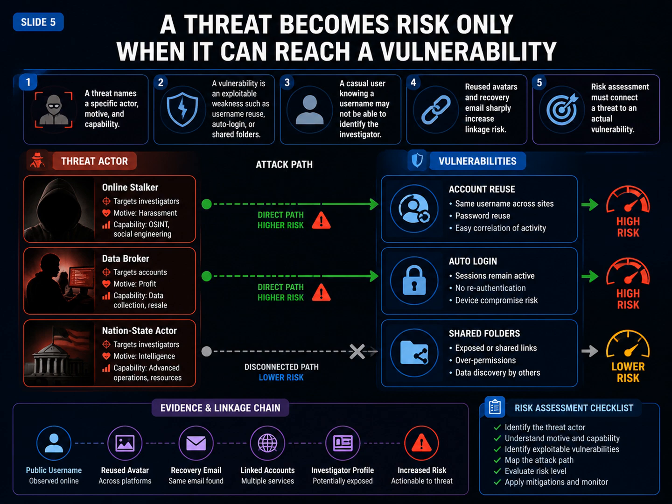A practical risk statement names the actor, the weakness, the route, the information gained, and the consequence. For example, the account operator searches a reused username, finds an old forum account, follows its profile link, and identifies the investigator's workplace.